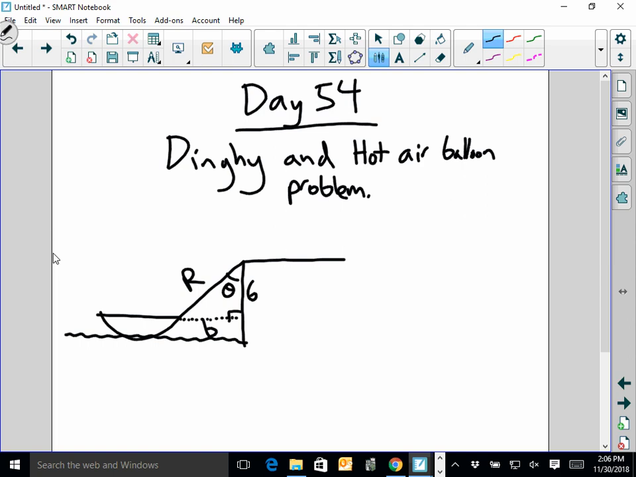Okay, so here's what they say in the problem. Let me read it for you. It says, a dinghy is pulled toward a dock by a rope from the bow through a ring on the dock 6 feet above the bow, as shown in the figure. The rope is hauled in at a rate of 2 feet per second. Okay, so that rope rate, that's the important part here. That's going to go into our known column. We know the rate of change of the rope.